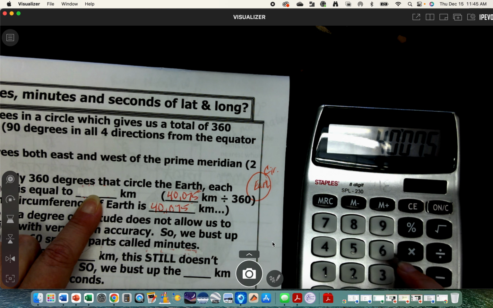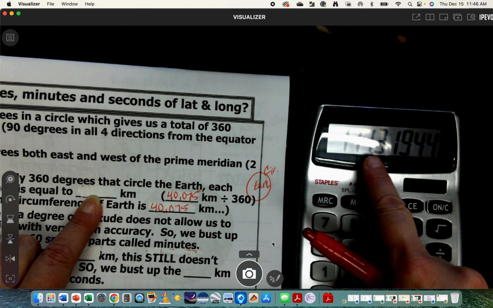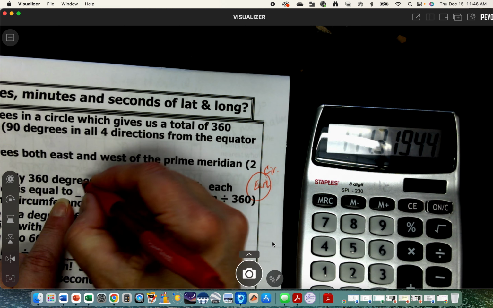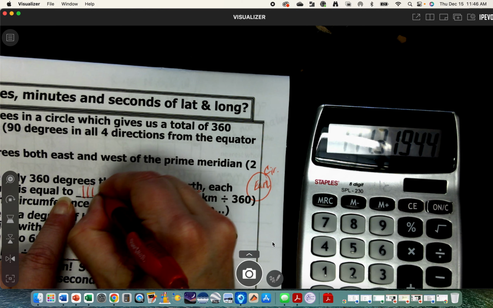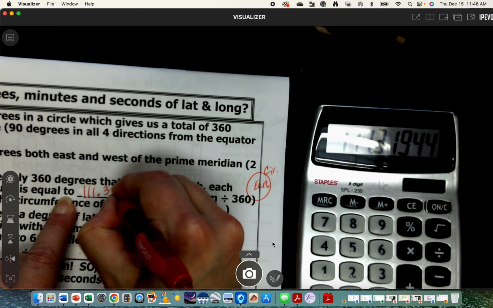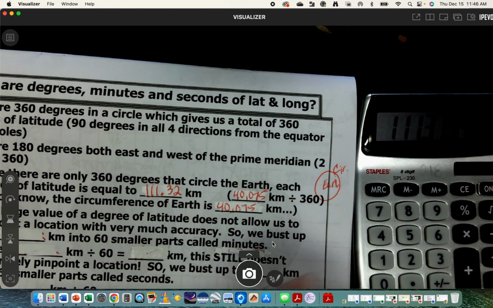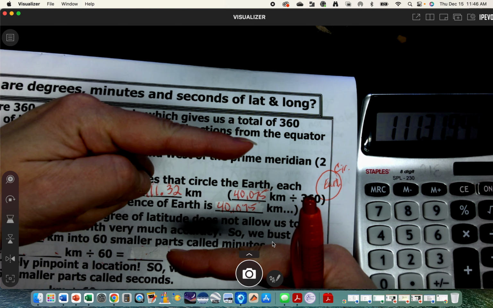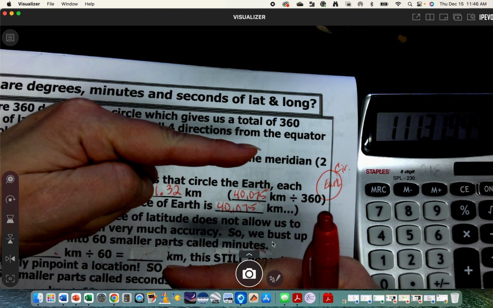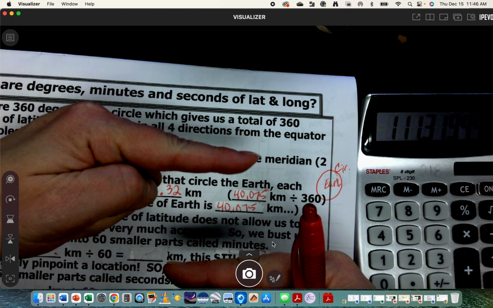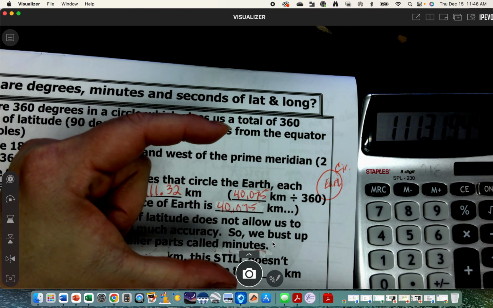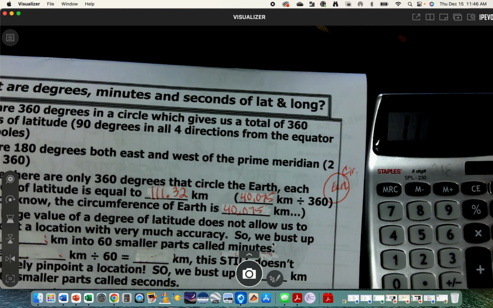40,075 divided by 360 equals 111.319. Let's round to the hundredth. That's 111.32. So each degree of latitude is 111 kilometers tall. Whoa. I'm not getting found. Let's break that 111 kilometers into smaller chunks.